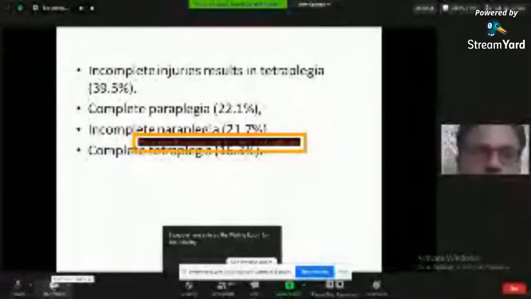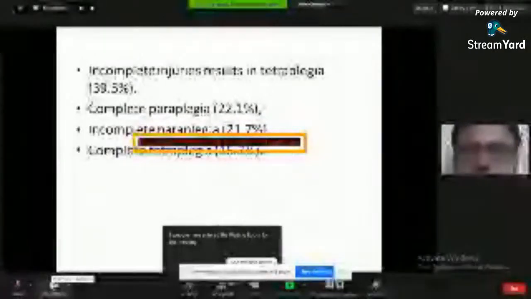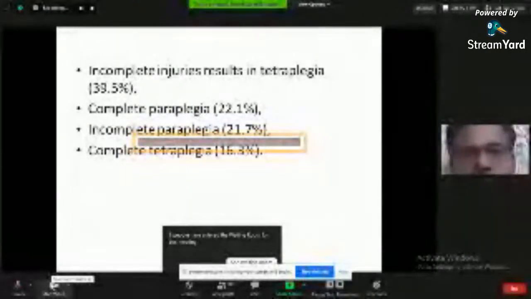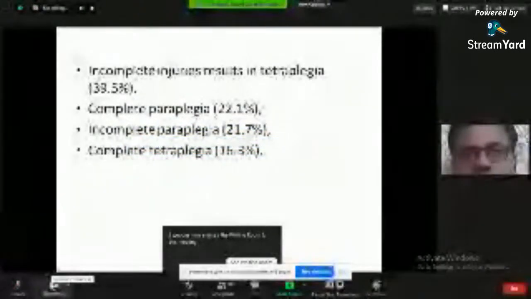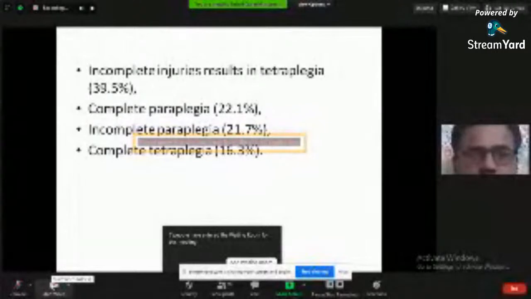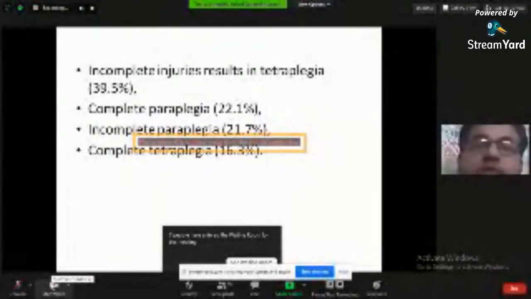So with these figures, you can find out that incomplete injuries resulting in tetraplegia and complete paraplegia have a lot of scope. Incomplete paraplegia, complete paraplegia, and incomplete quadriplegia have a lot of scope for rehabilitation. So being a physiotherapist, this figure gives you a huge background that provides us a scope for rehabilitation.